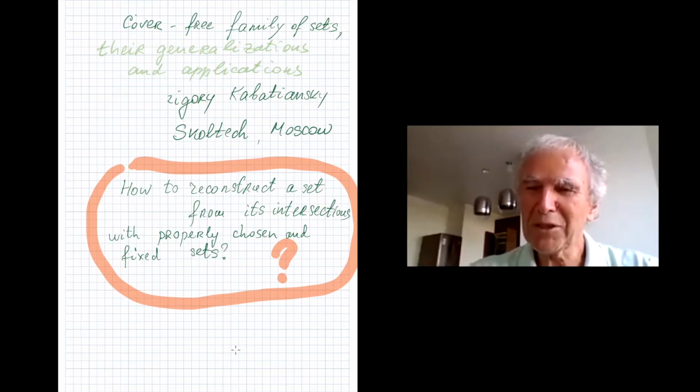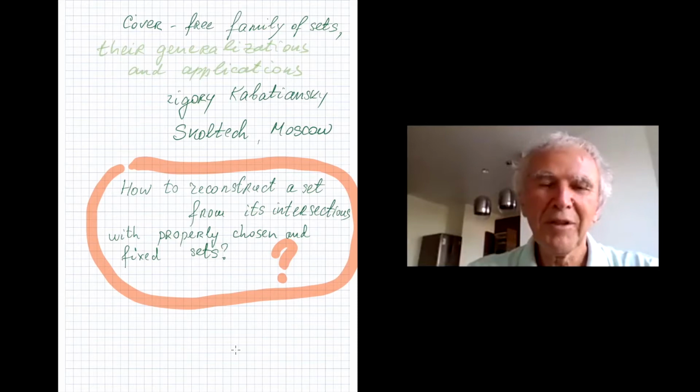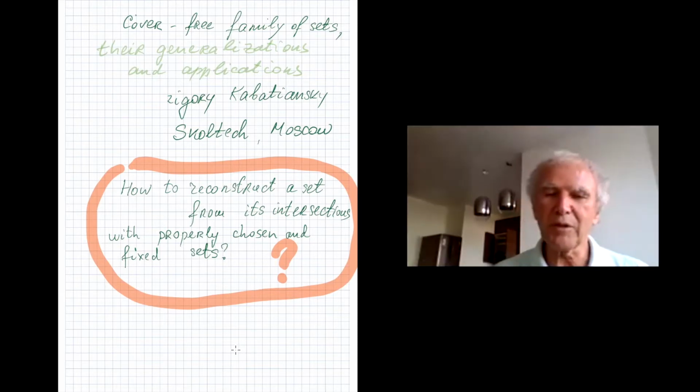Thank you for the introduction, especially because I would like to say that probably the better title of my talk would be "How to reconstruct an unknown set from its intersections with properly chosen other sets." And so we will see it in a minute. What does it mean?